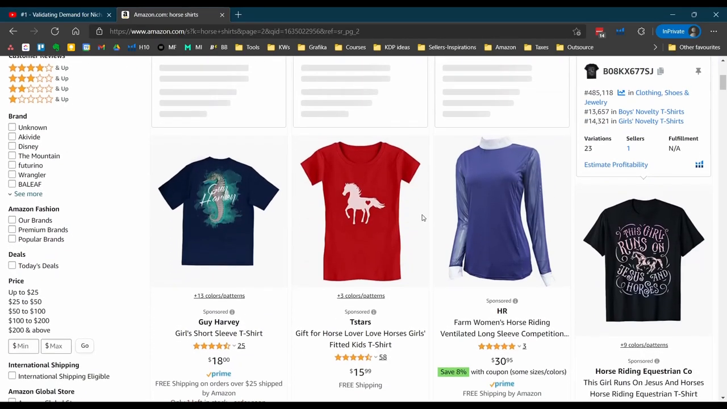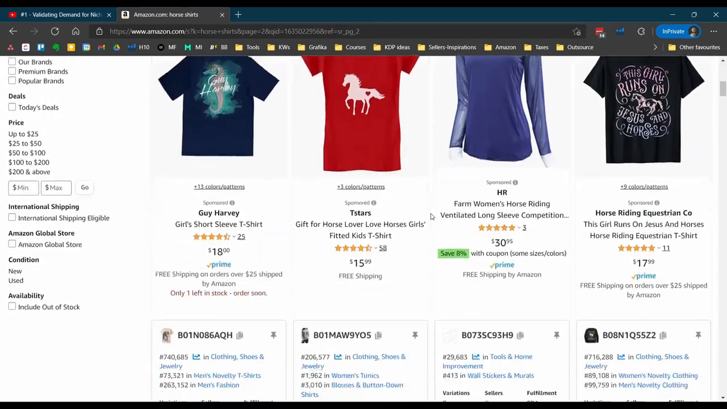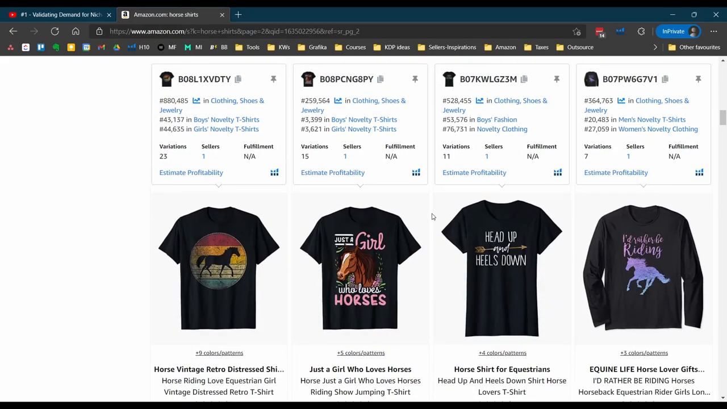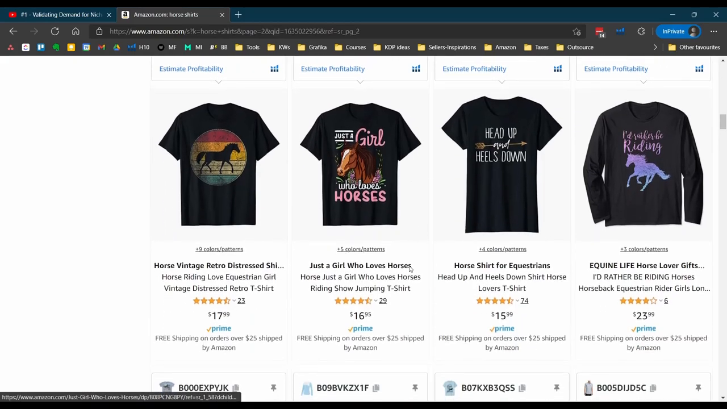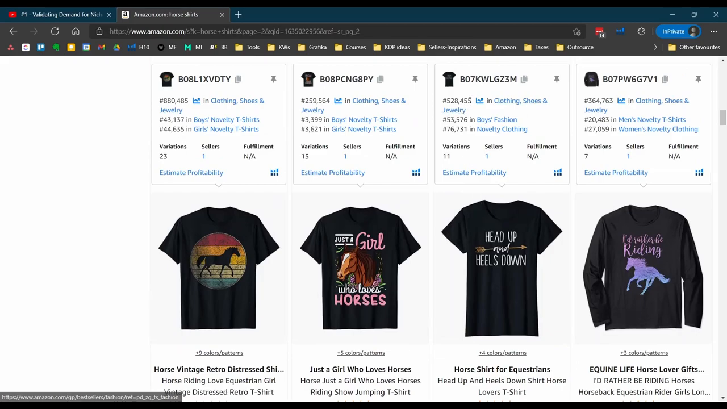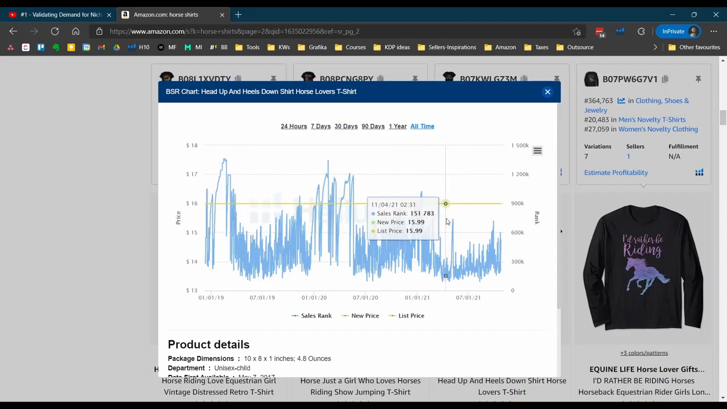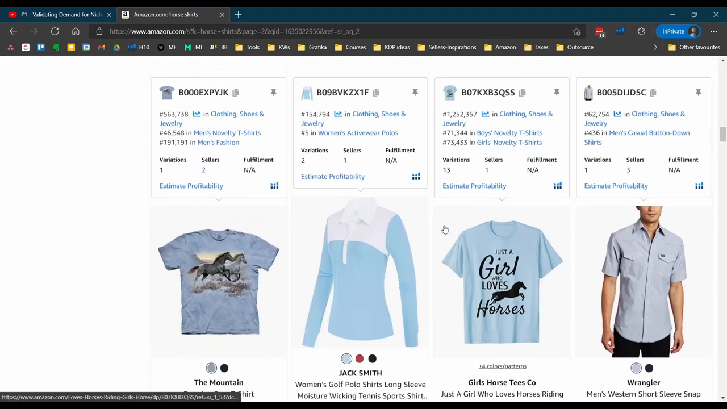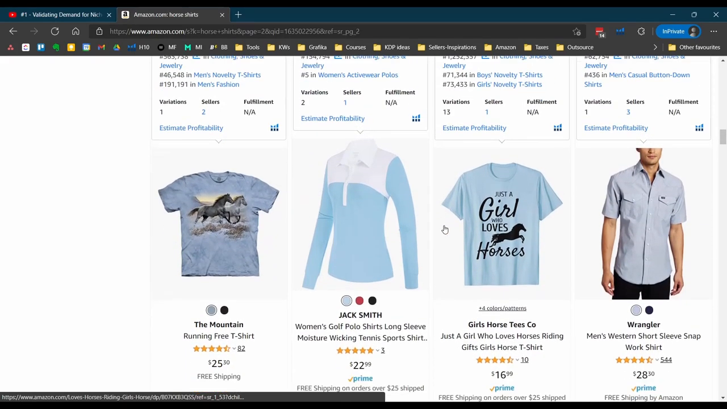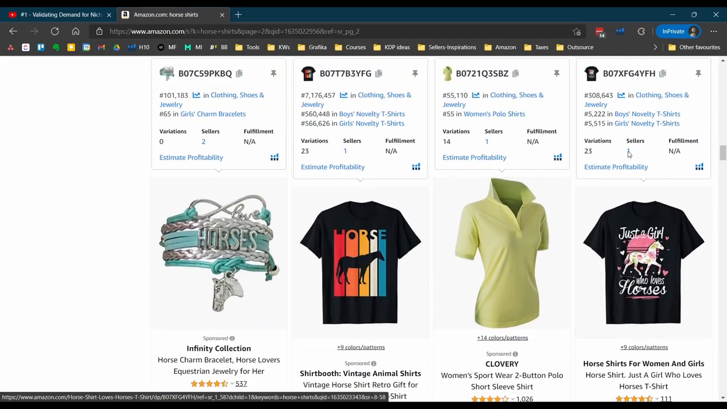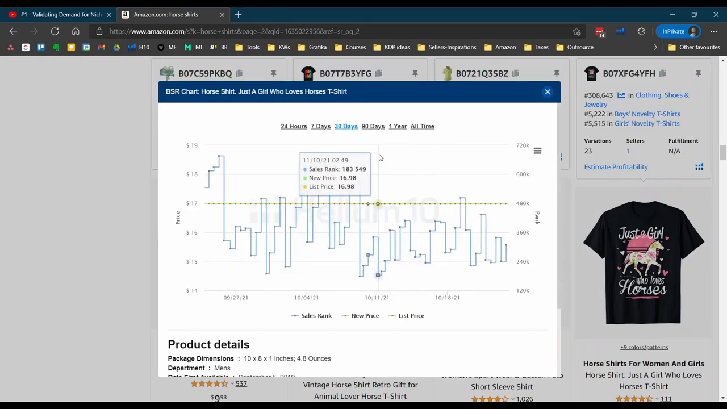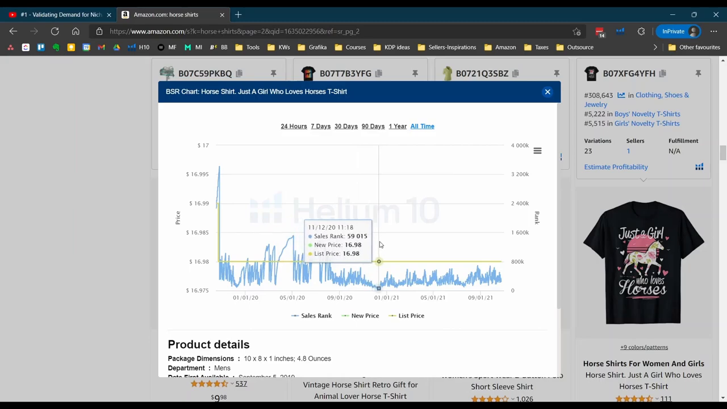All right, let's go to the second page. By the way, I'm looking at the BSR, and if some shirt has a lot of reviews like this one, I'm interested why it's not selling good at the moment. Yeah, it has a lot of reviews because it was lucky, probably. Some have more luck than others, and they have better review rate, of course. They don't manipulate too much. Okay, just a girl who loves horses.